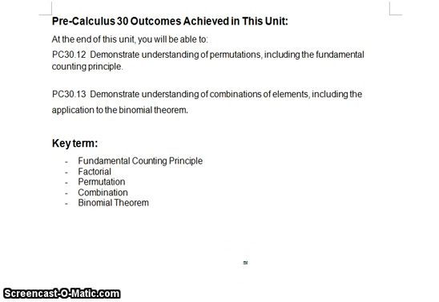And the outcomes that we're going to be achieving in this unit are dealing with understanding permutations and combinations, including our binomial theorem. Some key terms that we're going to be looking at are the fundamental counting principle, factorials, permutations, combinations, and the binomial theorem.